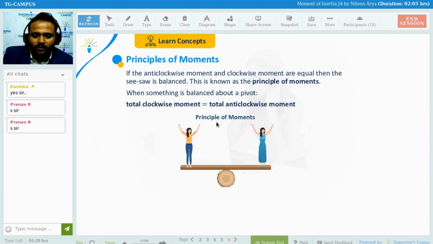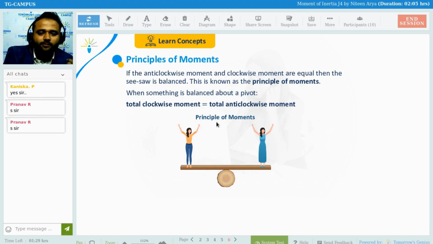Okay. So this is the principle of moments. If the anti-clockwise moment and the clockwise moment are equal, the seesaw is balanced, and this is known as the principle of moments, or you can say the equilibrium of a rigid body. So the principle of moments means the net moment is going to be zero.